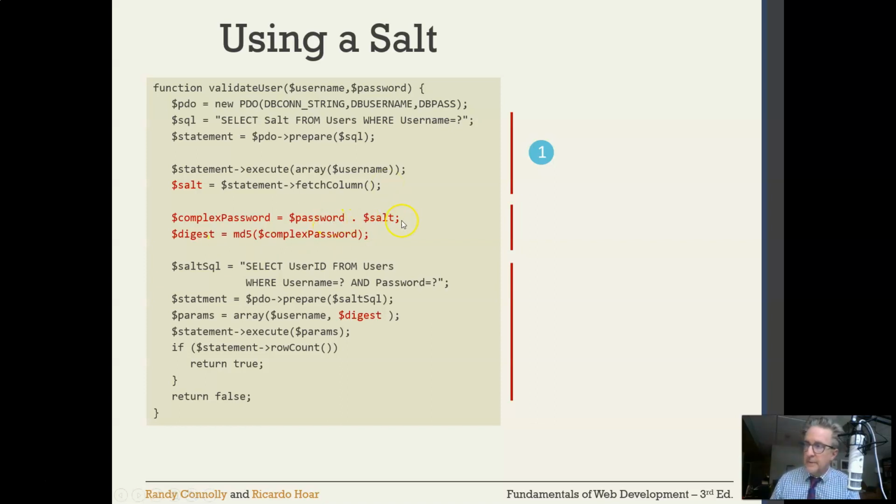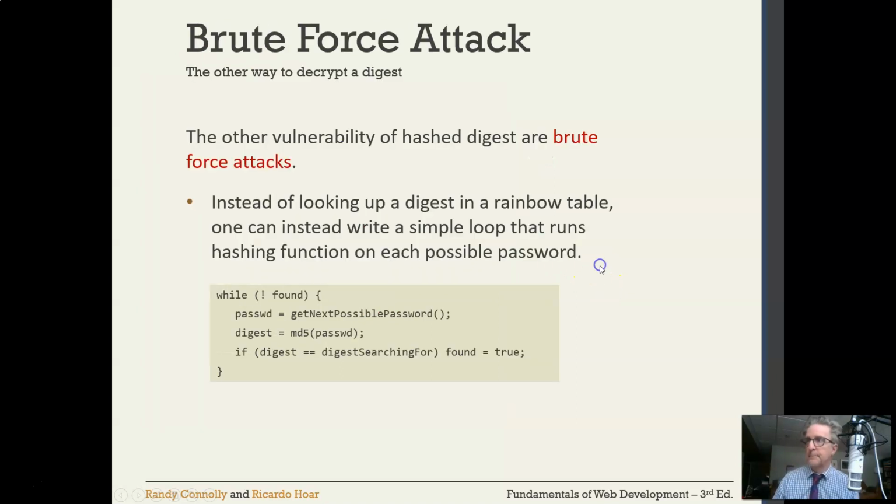We then concatenate that retrieved salt for this user to whatever password the user entered. We then put that complex password through our hashing function. That gives us our digest. And then we can do another query where, again, we take the username or email or whatever we're using and this digest to see if they both exist. And if they do, then we know that this is a valid user and we can log them on. Okay, so this is for logging a user in.